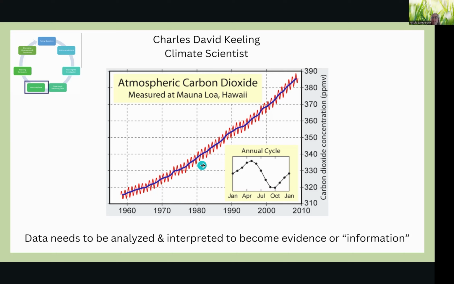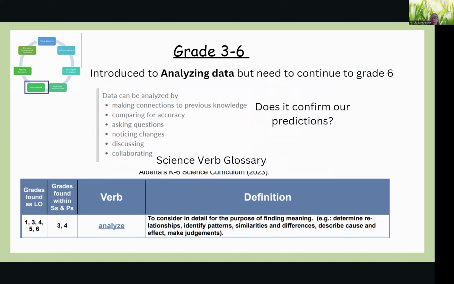Okay. So again, this is scientific literacy. This is something we want our students to understand in science that sometimes is confused, right? That I had mentioned earlier. So in grade 3, they've separated analysis and interpretation. Okay. So in grade 3, they're learning about it and they're going to continue in 4 to 6, right? So again, our science verb glossary talks about what it means to analyze.